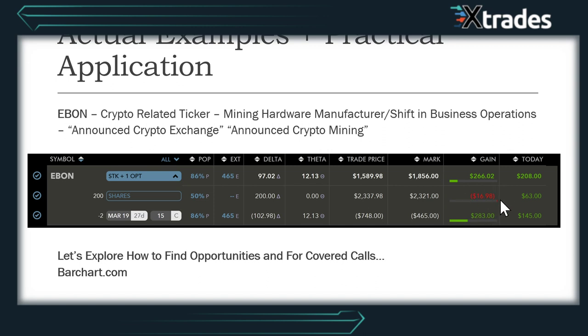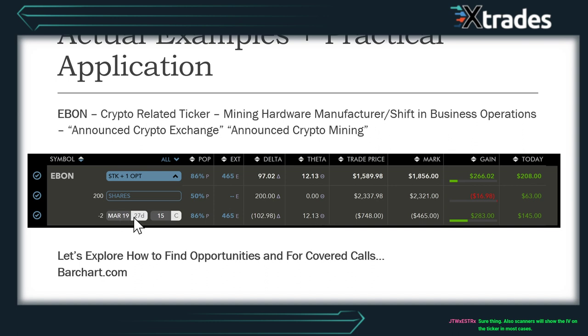As you can see on Friday close, EBON actually closed below my initial entry price, right? Or actually close above, never mind, I read this wrong. But my total gain is about negative $17. So it's still below the price that I bought it at. It picked up again on Friday. But we see here that my play is still positive.